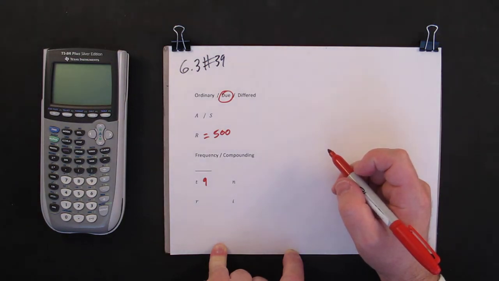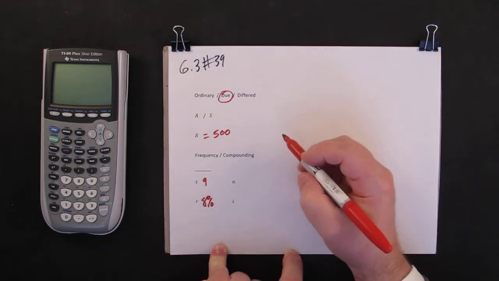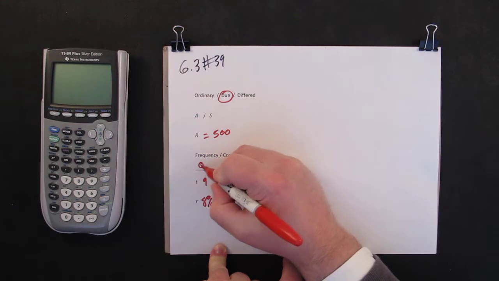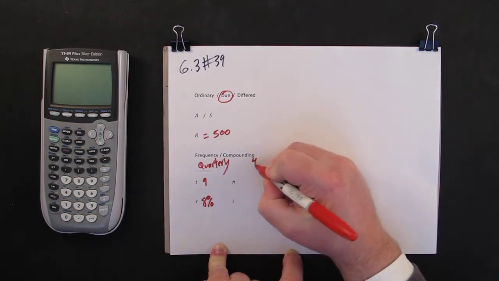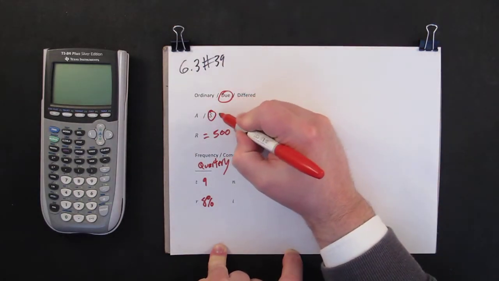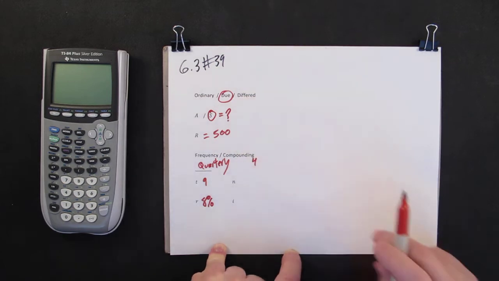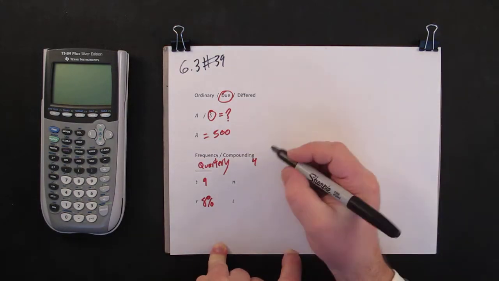And if the account pays interest, how much will she have? So it pays 8% interest. And the compounding is quarterly, so that means there are 4 periods there. And it's asking for future value, and this is unknown, because it's asking how much is going to be in the account after 9 years.